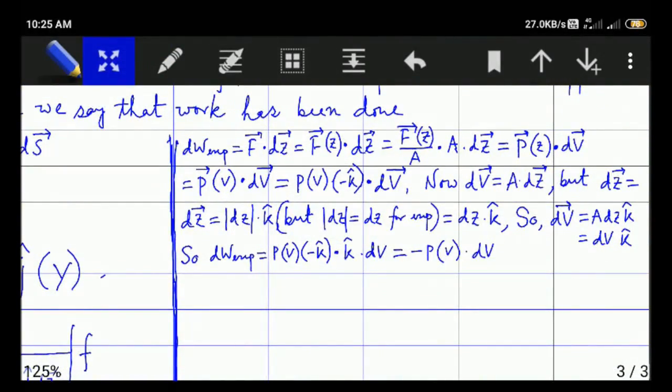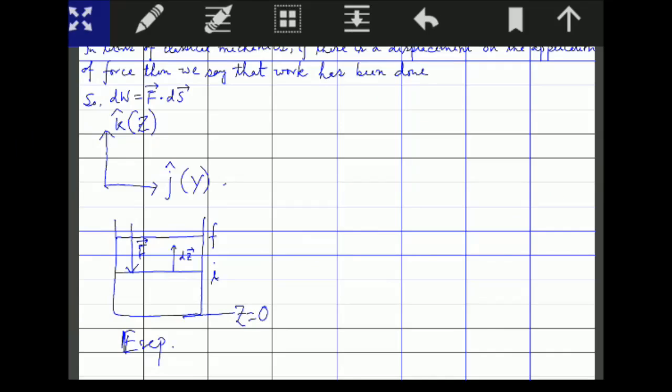Now for compression, the derivation will not be much different. We say that since the work is always done on the system, the direction of the pressure will always be in the minus k direction, that is downward. So dW compression will be equal to P(V) minus k vector dot dV vector.